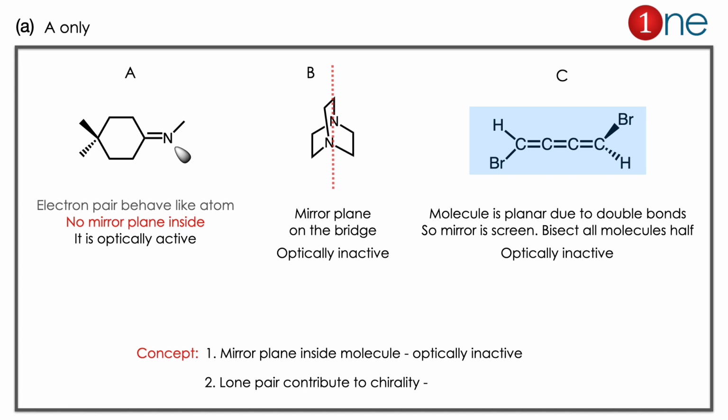The atoms are above and below the plane. If you look at the A, everybody thinks it is a planar molecule. No, it is not, because the lone pair participates in the chirality. So A is a chiral molecule, it doesn't have any plane of symmetry. So it is optically active. So the answer is clearly A only. Here the concepts you have to learn is that a molecule with a mirror plane inside is optically inactive. Second thing is that the lone pair participates in the chirality, it will contribute to the optical activity.